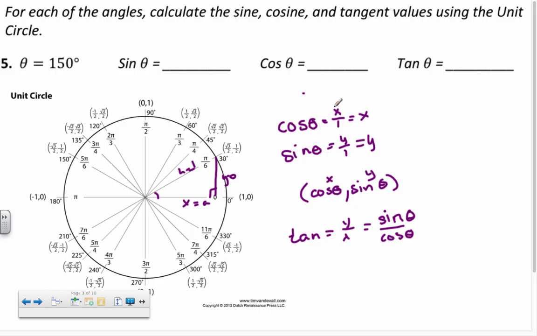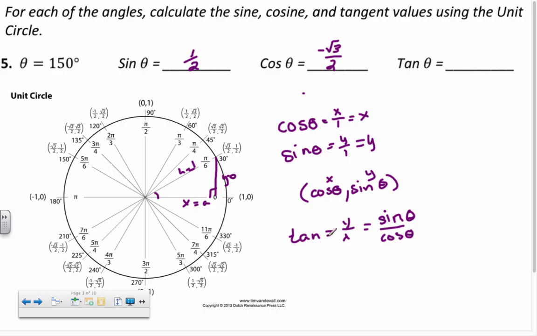okay, so let's calculate, or let's find information. Really, there's no calculation involved. 150 degrees is our theta, so let's go ahead and find that angle. Okay, so here I found 150 degrees, or 5 pi over 6, and I have my point. Well, my sine of theta I know is the y, so at that point my y value is 1/2. My cosine of theta is the x. So at this point, my x is negative square root of 3 over 2. And the tangent of theta I know is my y over my x.